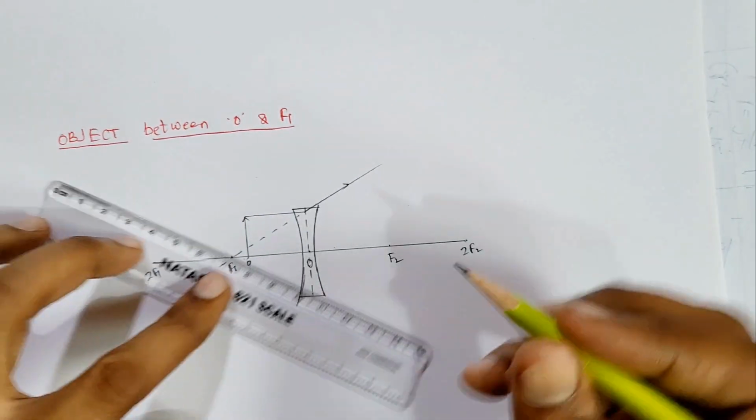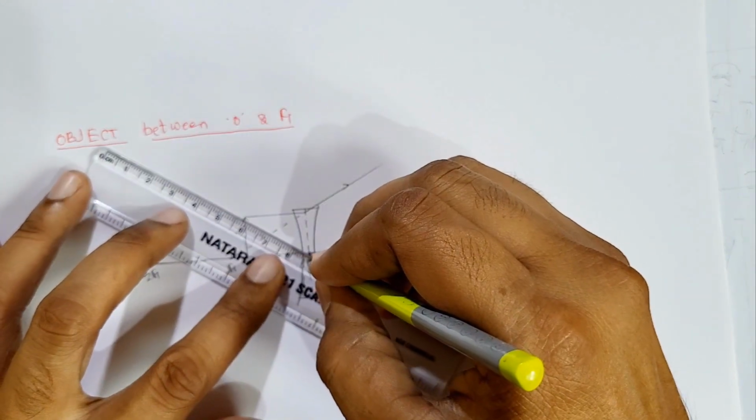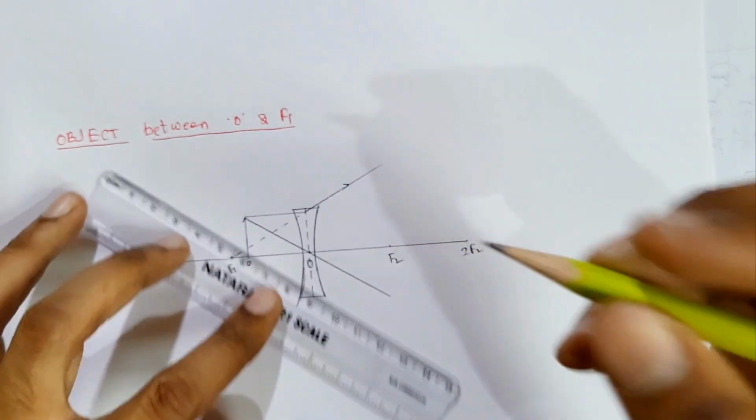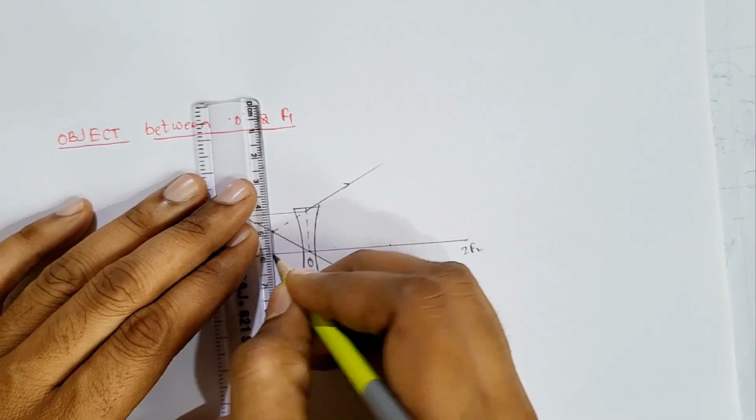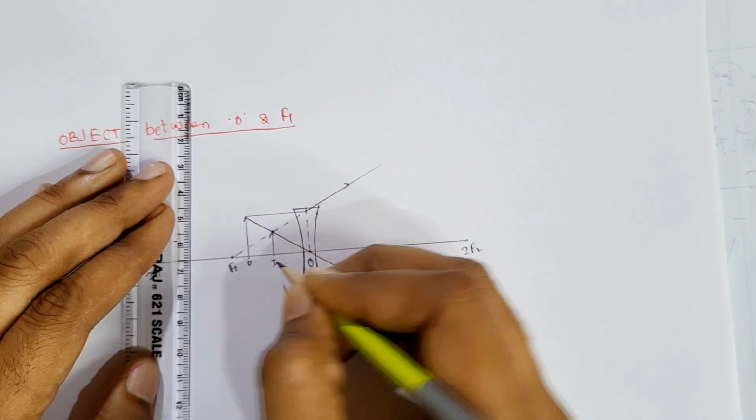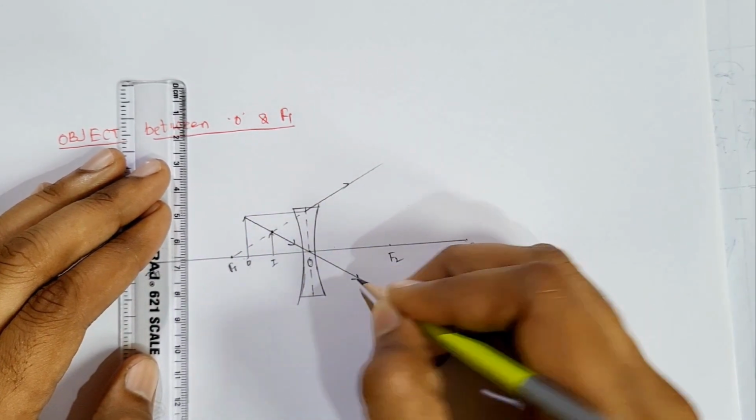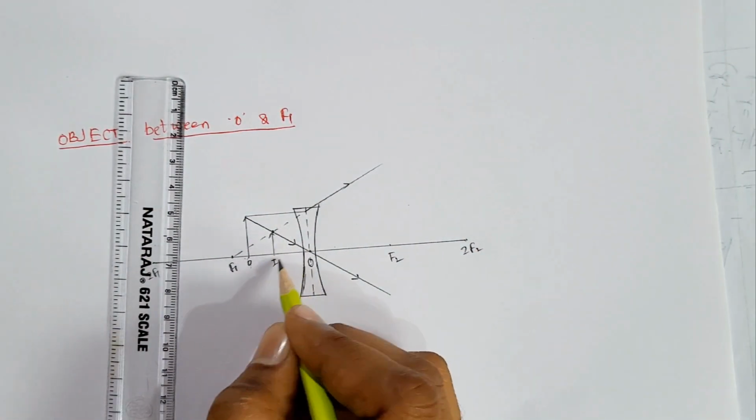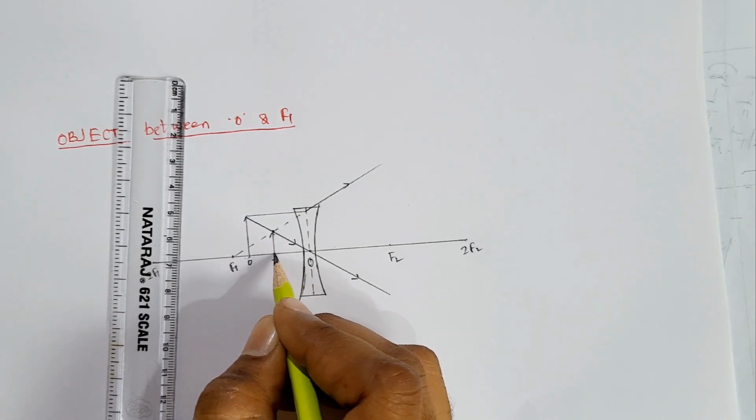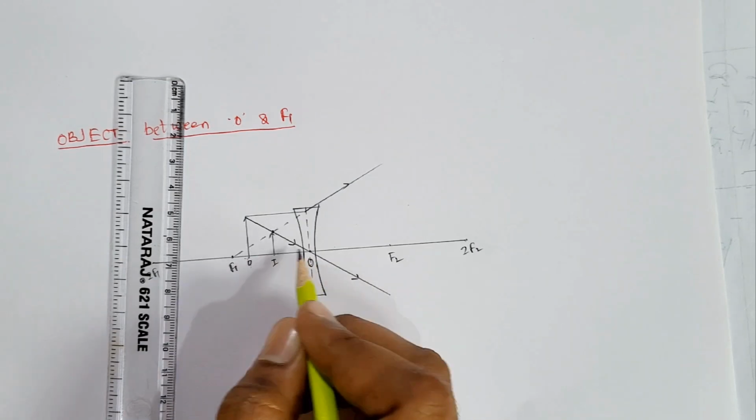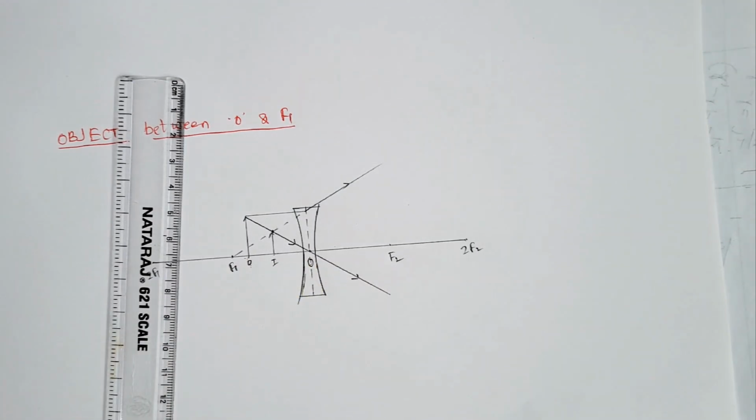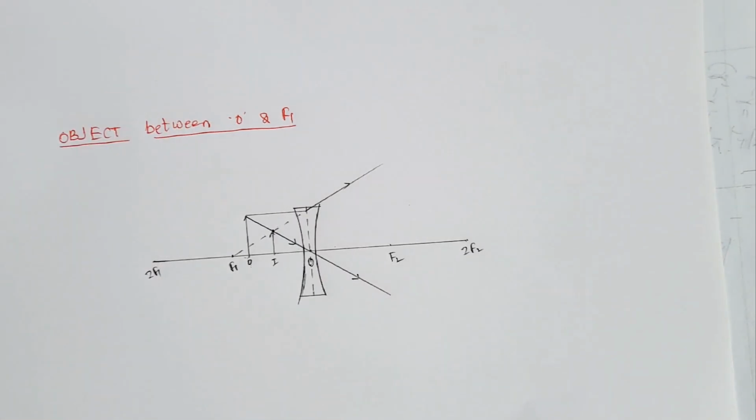One more light ray through the optical center, like this. So this is the point where the image will be formed, correct? So this is the image. Image characteristics did not change: virtual, erect and diminished, but the image has formed between the object and the optical center. Okay, so this is about the ray diagrams, how to draw lens ray diagrams with measurements perfectly.